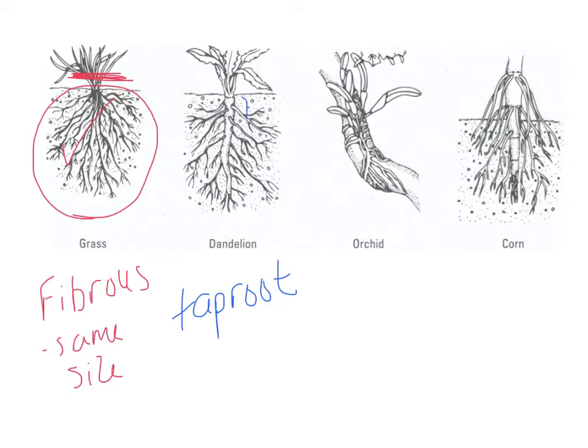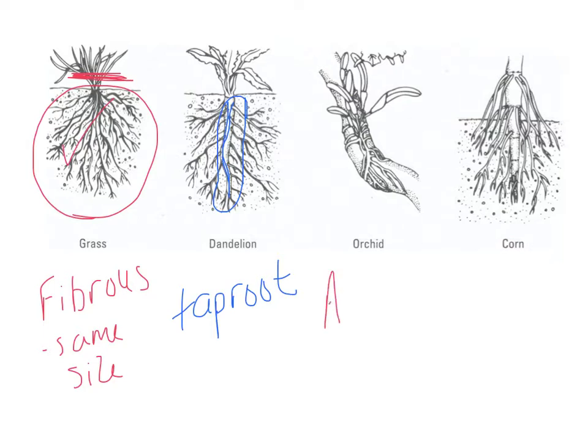And so the taproot is essentially one large fat root with some other smaller roots that will come off of it. Usually that large fat root there is used for food storage. The example here is a dandelion. So it's, like I said, sweet potatoes, carrots. Those would all be examples of taproot systems. So these are mostly for food storage.